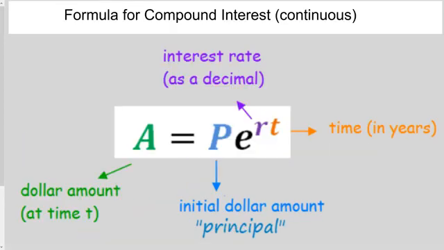Here's the other formula for continuously compounded interest, and once again, the other video explains how we get this formula. A is still the final dollar amount at time t. P is still the initial dollar amount, the principal. Notice we have the number E in this formula. R is still the interest rate as a decimal, and T is still time in years.